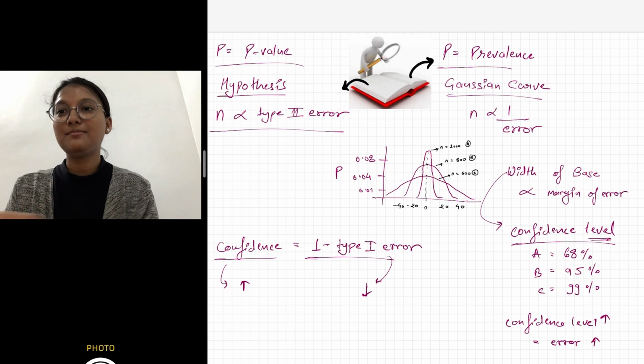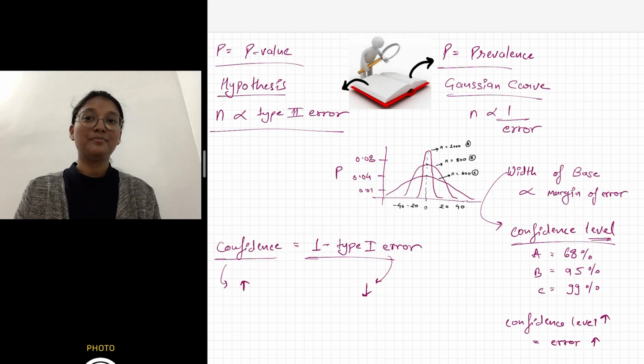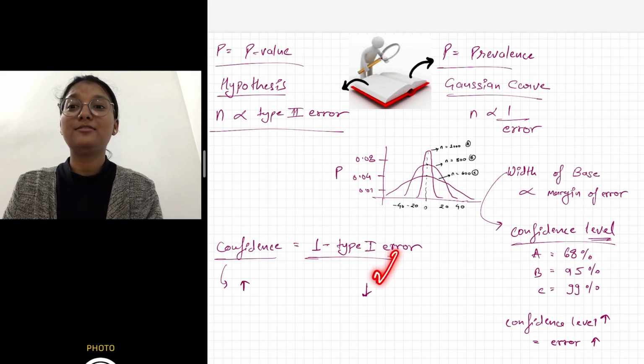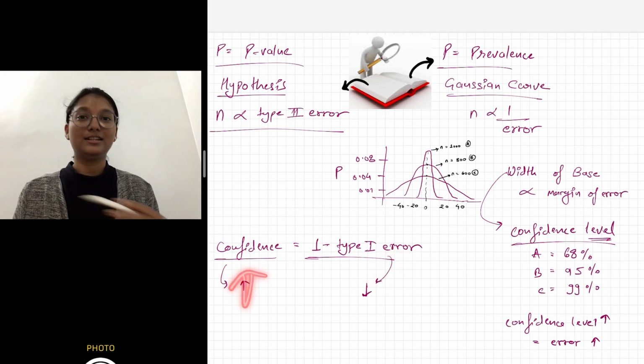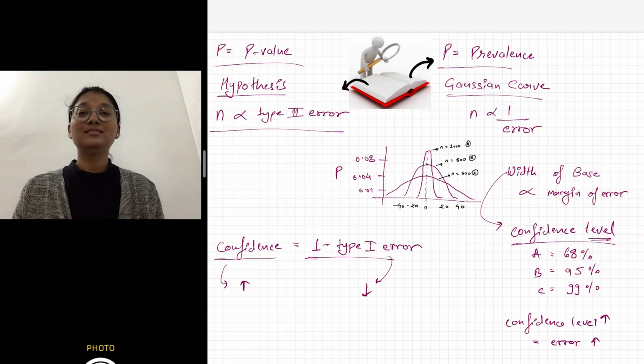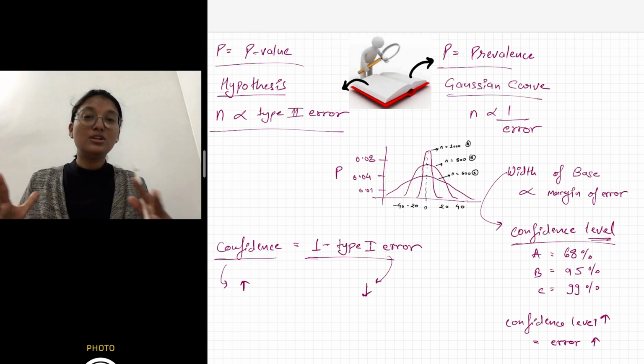In the hypothesis table we use the term confidence. Okay, confidence is 1 minus type 1 error, so when type 1 error decreases then the confidence increases. But in the Gaussian curve there is confidence level, and confidence level increases when we cover more and more standard deviation.